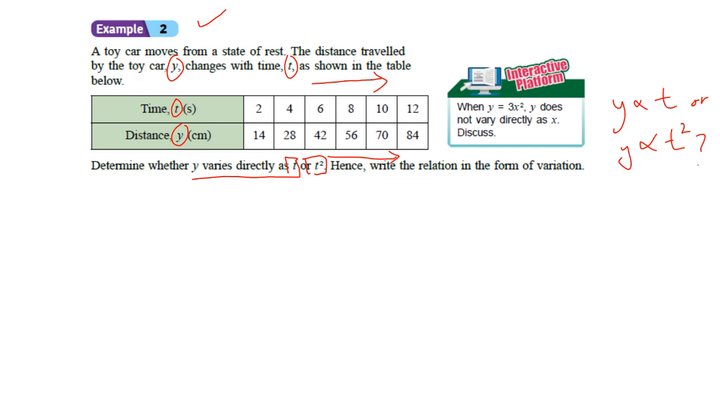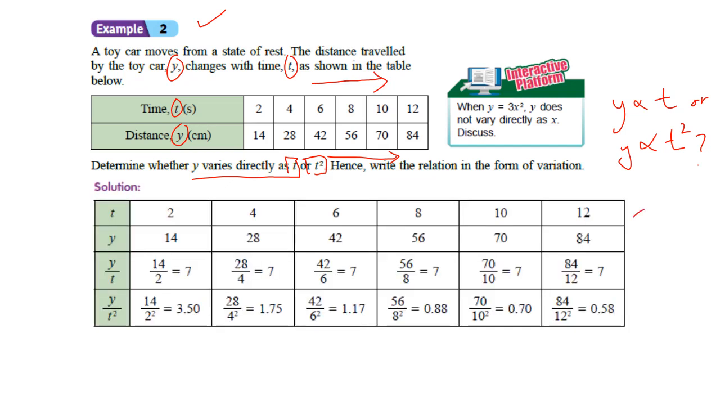Remember, you have to find the k. When the k is constant, then it is a direct variation. So very easy. What you do, you write back your t and y, and then you find y over t. This is your k. And then you get 14 over 2, 7, 28 over 4, 7 also, and then you get 7, all 7. So your k is a constant, the same number all the time when you divide.